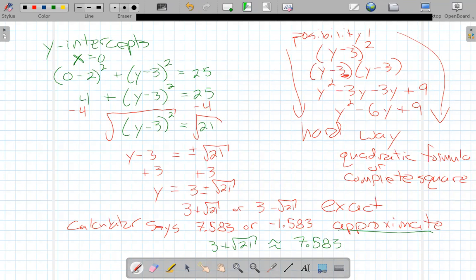All right, let's take a look at the quadratic formula and completing the square next. There will be a couple of homework problems where that will come in handy.